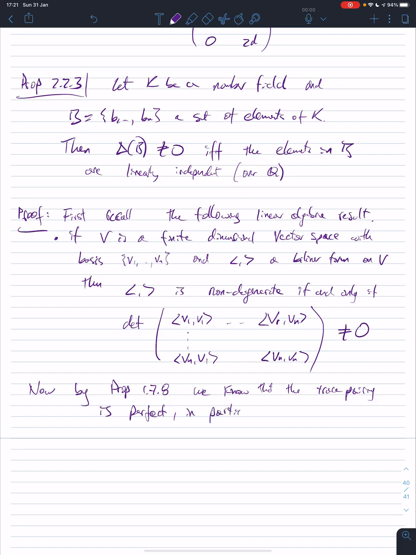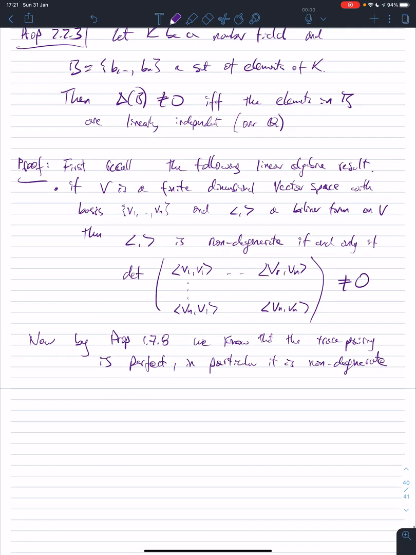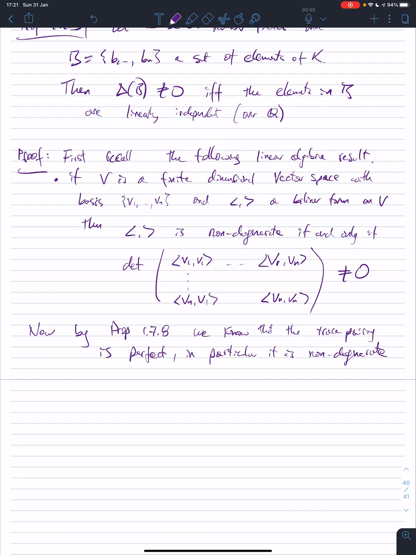In particular, it is non-degenerate. Moreover, if you go back and look, this discriminant is a determinant of the matrix associated to this trace pairing.